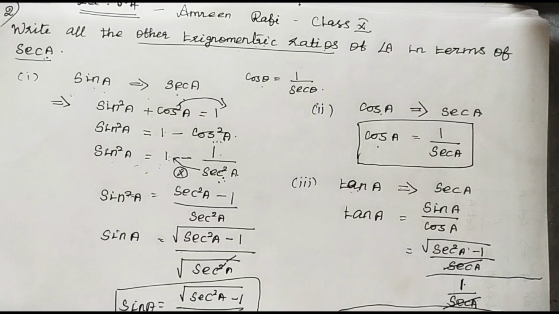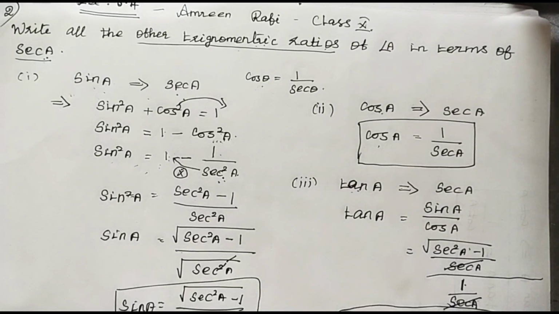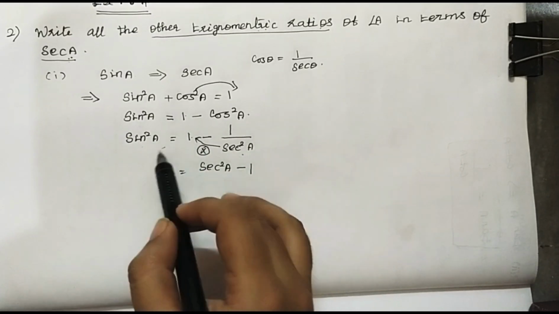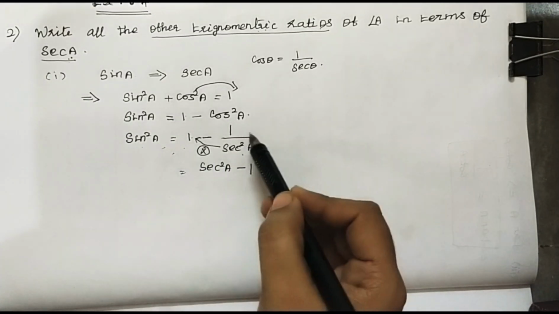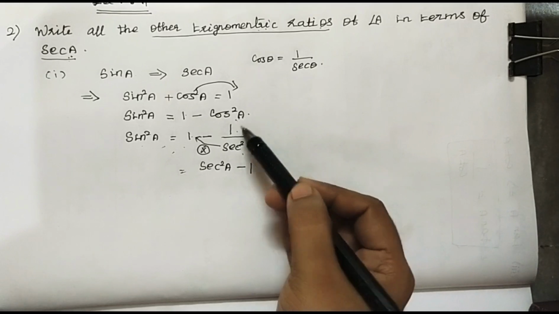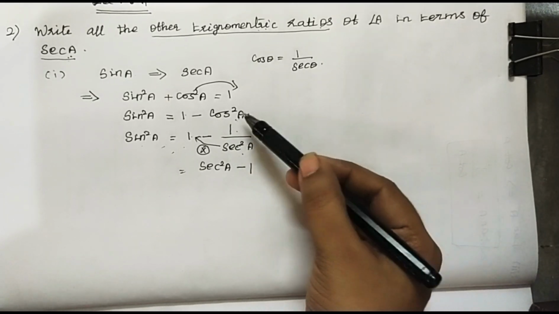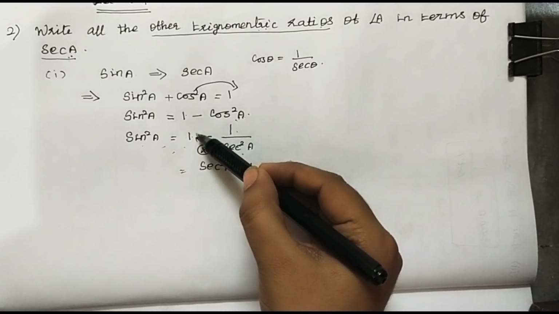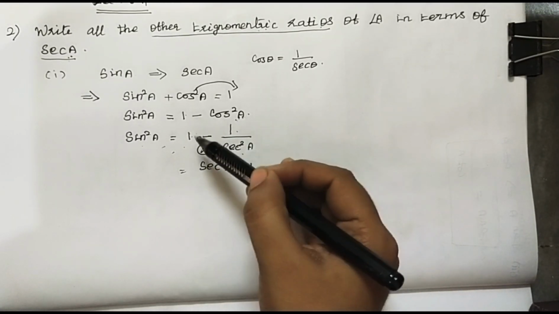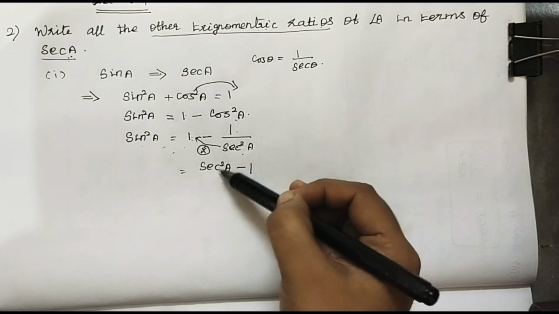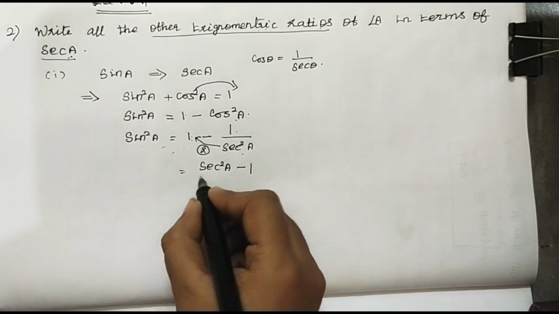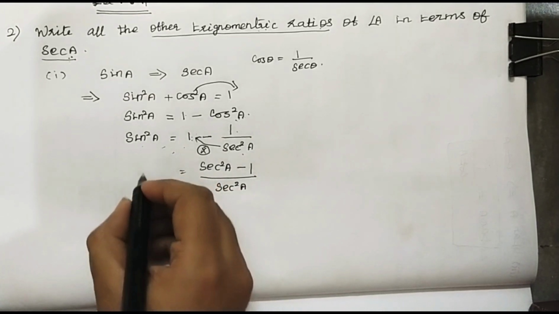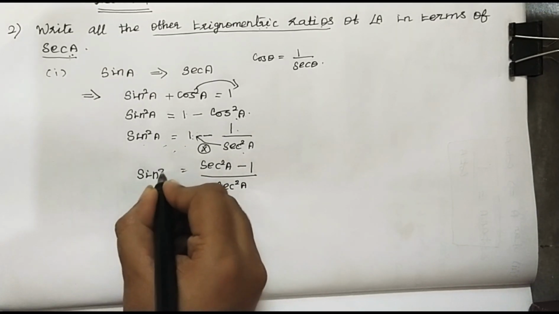Now we have to do the cross multiplication. Sin squared A equal to 1 minus cos squared A, where the reciprocal is secant squared A. So we can write 1 divided by secant squared A. Cross multiplication: secant squared A into 1 gives secant squared A minus 1. The denominator we can write secant squared A. The left hand side is sin squared A.